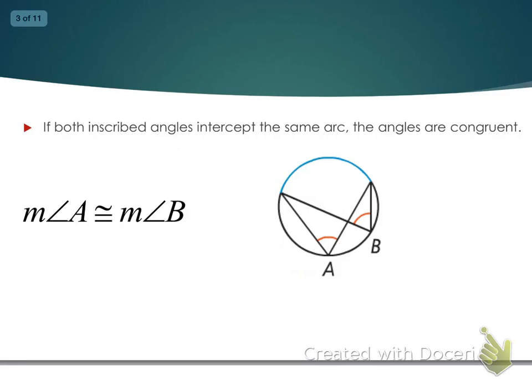Okay, if I have two inscribed angles that intercept the exact same arc, the angles are going to be congruent. So angle A and angle B are going to be congruent.